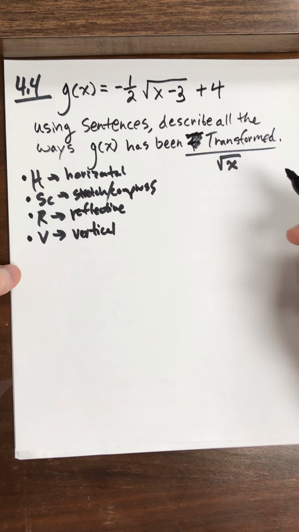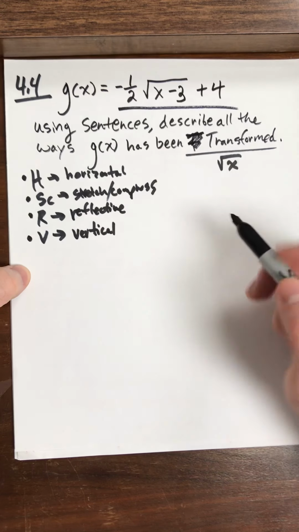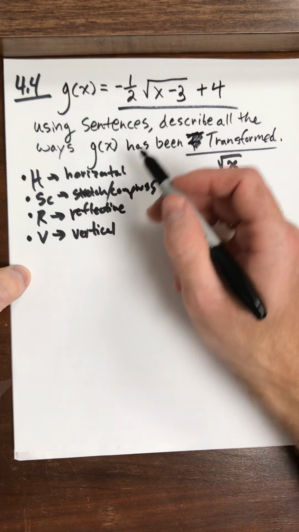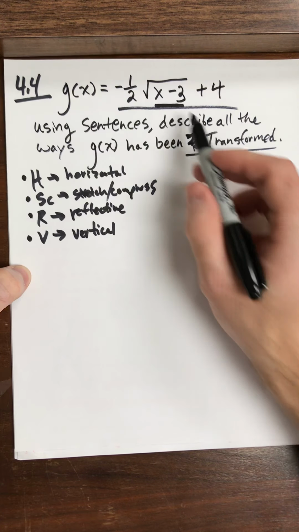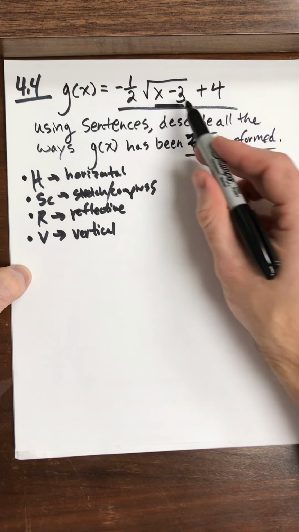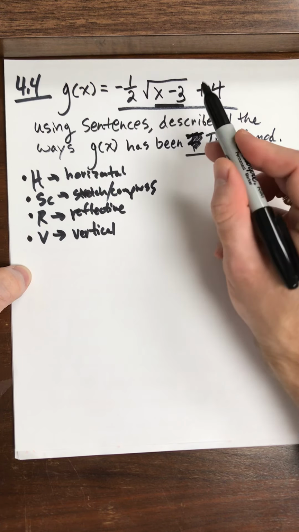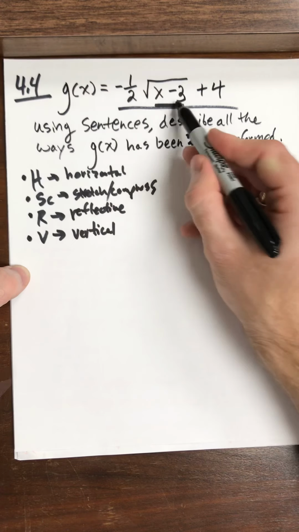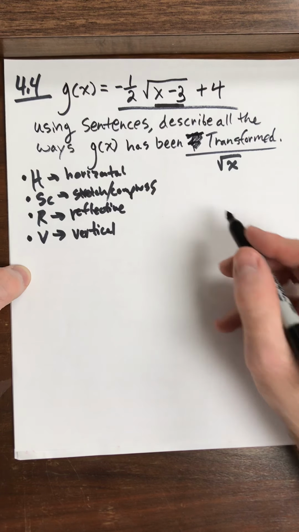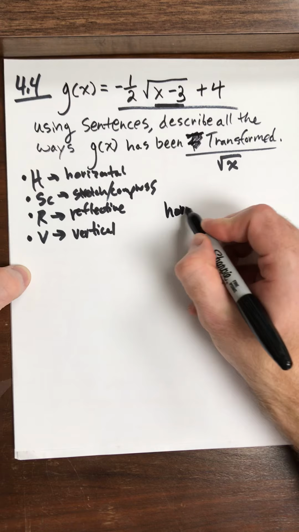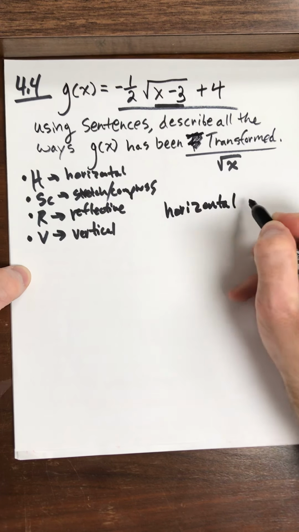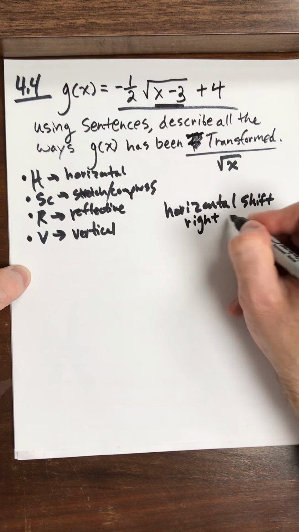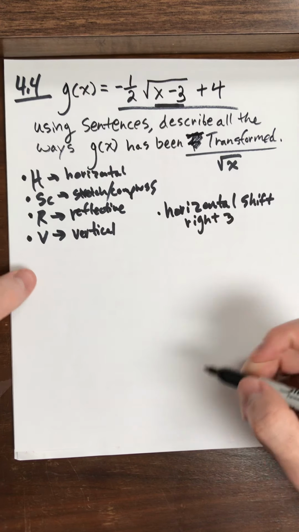Okay? Now, how do I do this? Okay. First thing is my horizontal. Well, for my horizontal, I look inside. Okay, I see x minus 3. The minus 3 tells me what? It tells me to do the opposite of what I think. So minus 3, typically I think that goes to the left, but minus 3 is going to shift it to the right 3. So I say horizontal, shift, right 3. That's one thing I'm looking for, okay?